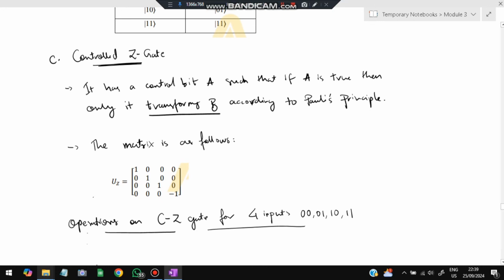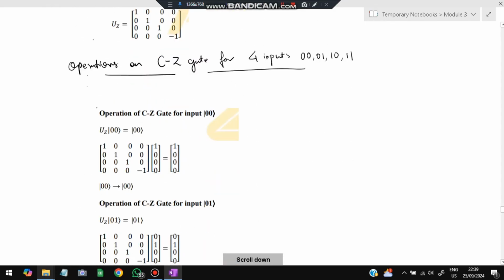Next we have the control Z gate. What does the control Z gate do? It has a control bit A, such that if A is true, then it transforms B. It does not change B, it transforms B with respect to the Pauli's Z principle. So the matrix is as follows. Just put all 1 here except the last one, which is -1. The operations on the CZ gate for the 4 inputs will be as follows.